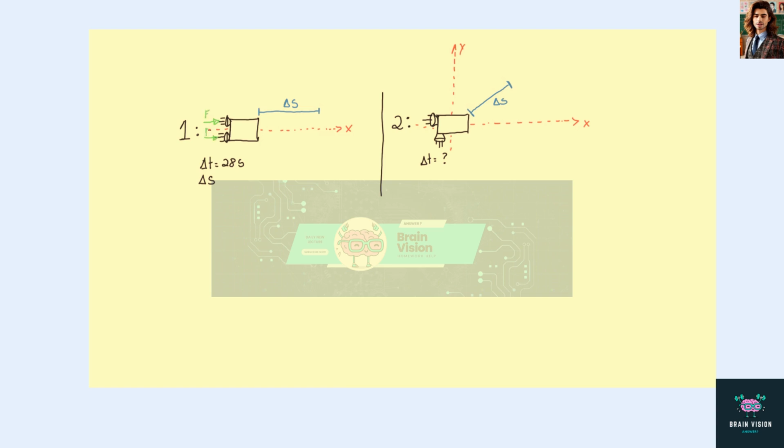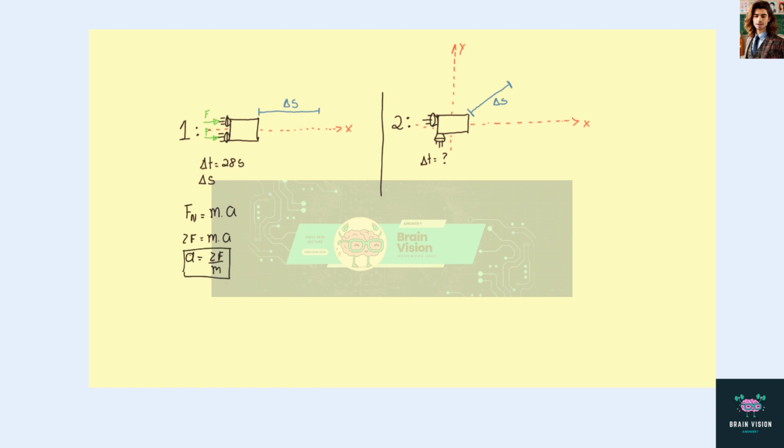In the first situation, we have two forces acting in the same direction with the same intensity. Let me call this force F. Then, in the first situation, Newton's second law tells us the following. The net force is equal to the mass times the acceleration. The net force is equal to 2 times F, and it is equal to the mass times the acceleration. Then, the acceleration is equal to 2 times F divided by the mass.